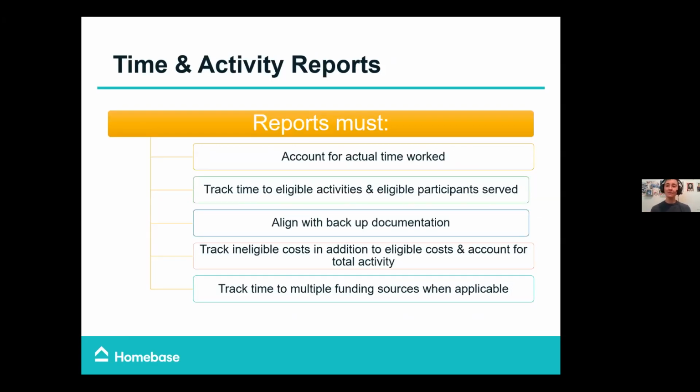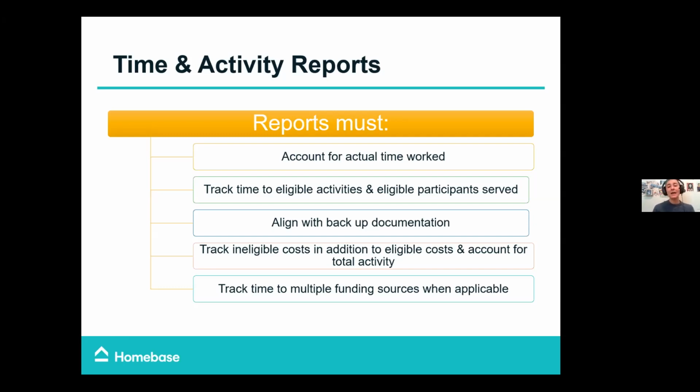So a time and activity report in its totality has to account for actual time worked. It can't be an estimate, it can't be a projection, it can't be a percentage of FTE or a percentage of that person's total time. It has to be actual time. It needs to be pretty specific to the time worked too, so you don't have to track time by the minute or by the 5 minutes, but tracking time in 4-hour chunks probably isn't going to be specific enough to the actual time worked, unless you literally did work for 4 hours on the same thing.